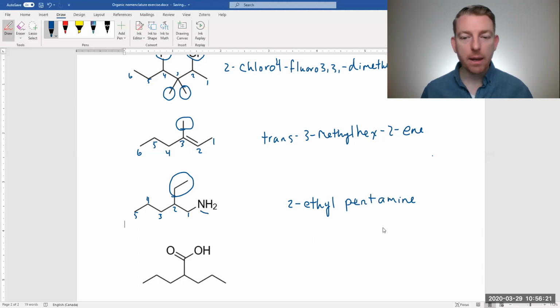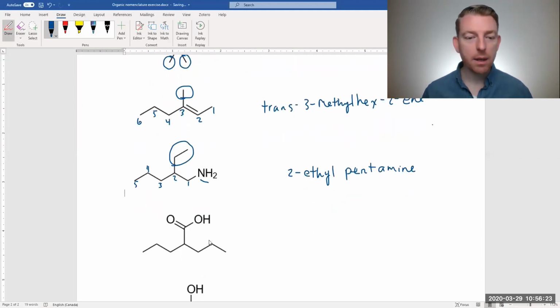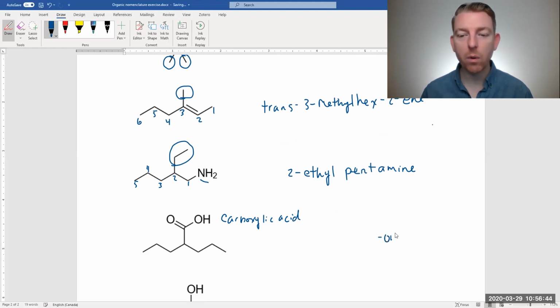Okay. The next one, okay, so we have our functional group. Hopefully you can recognize that as a carboxylic acid. Carboxylic acid. And it takes the suffix oic acid.